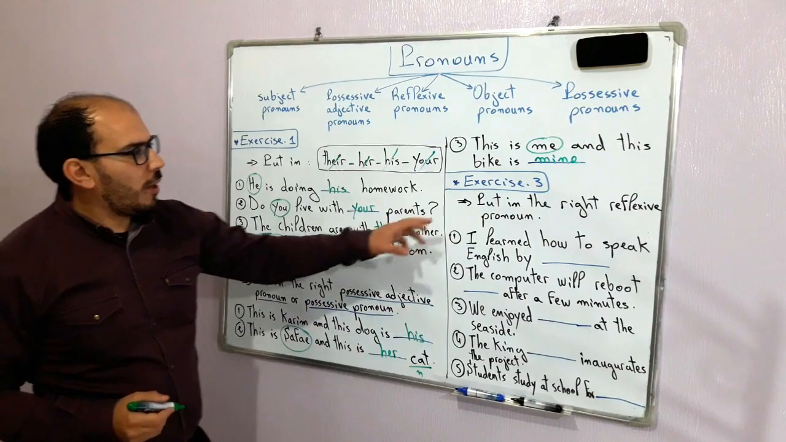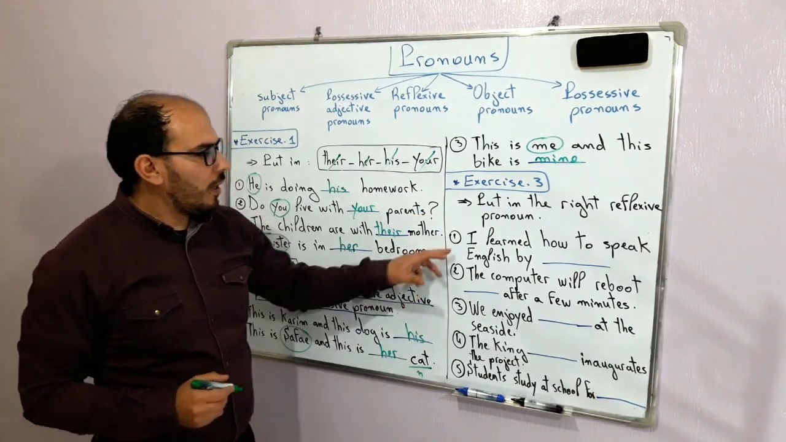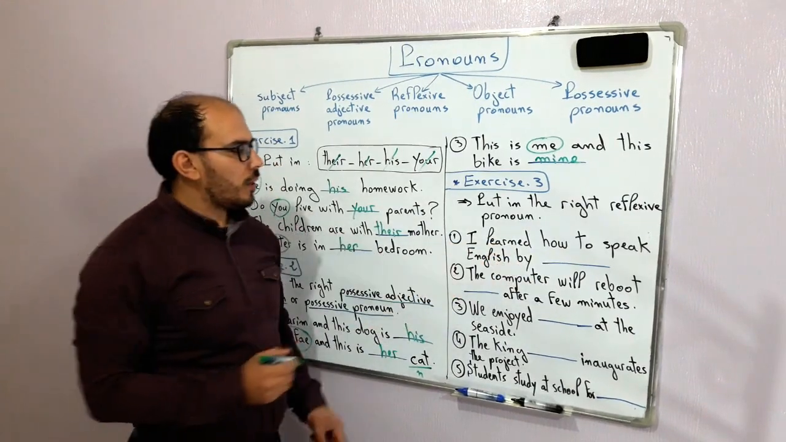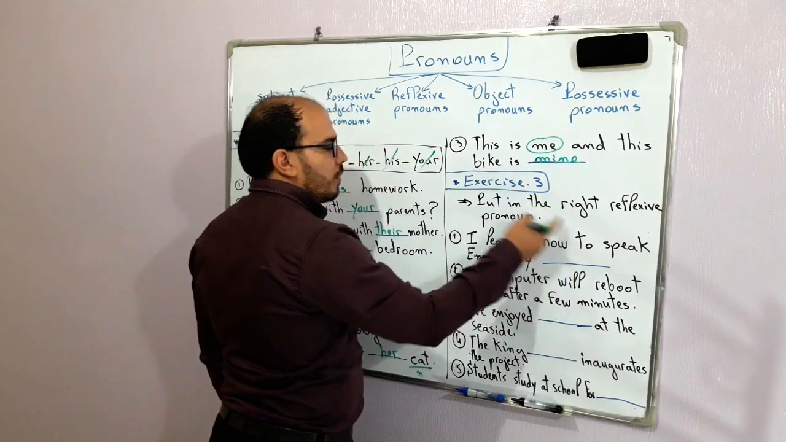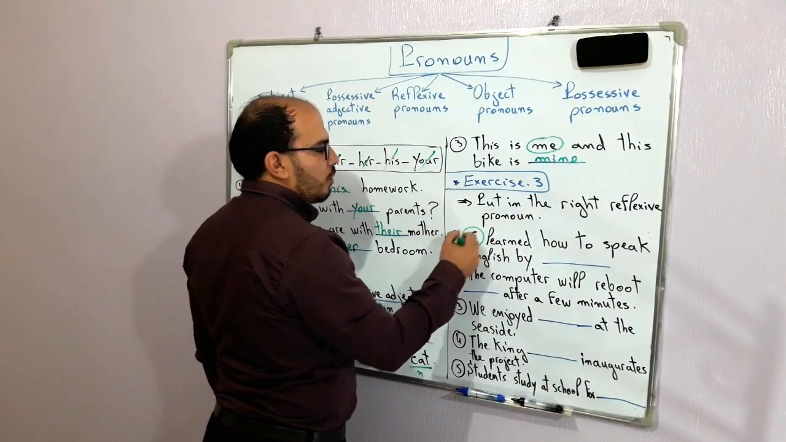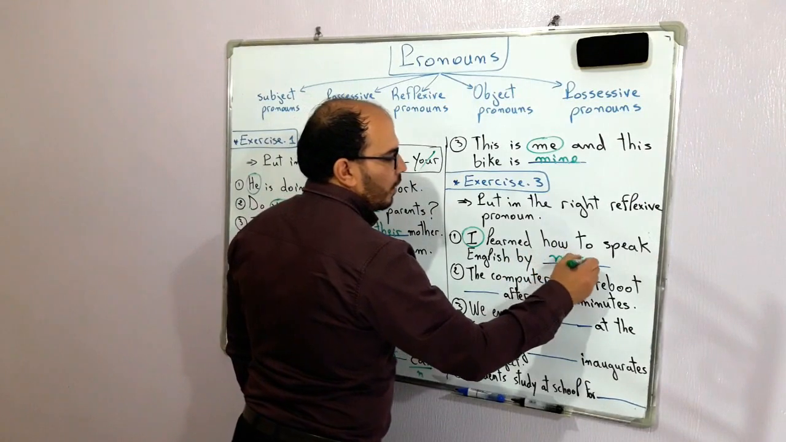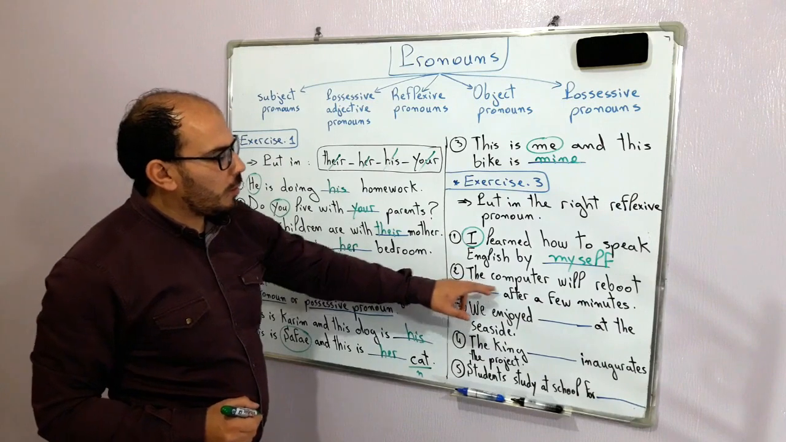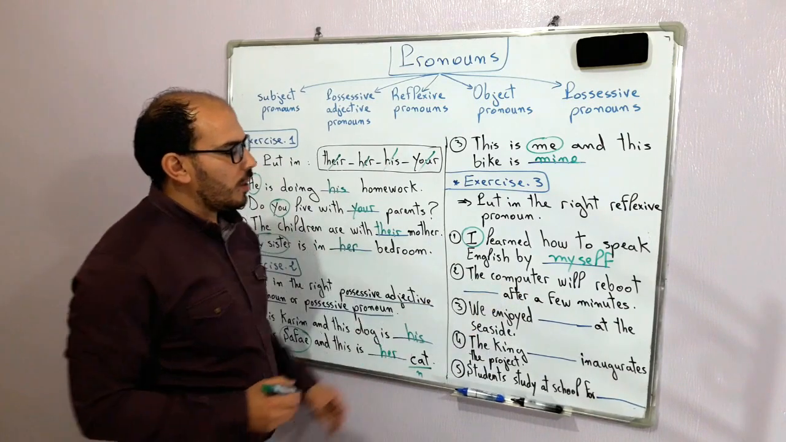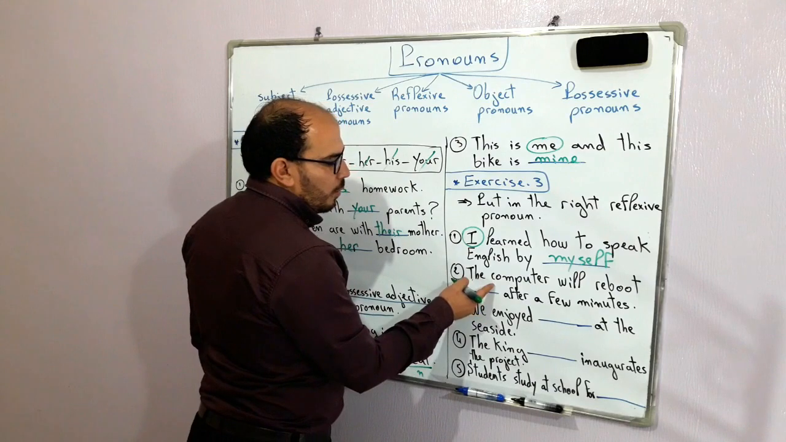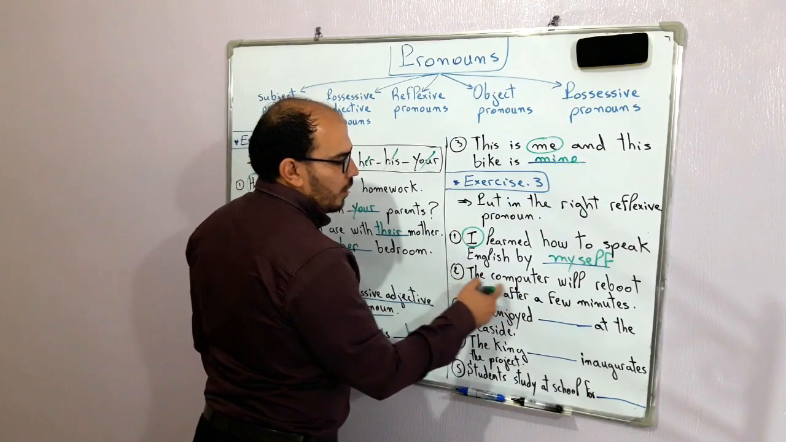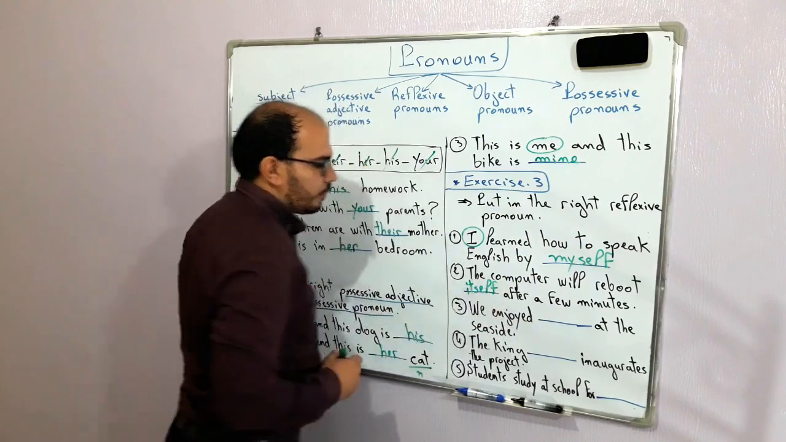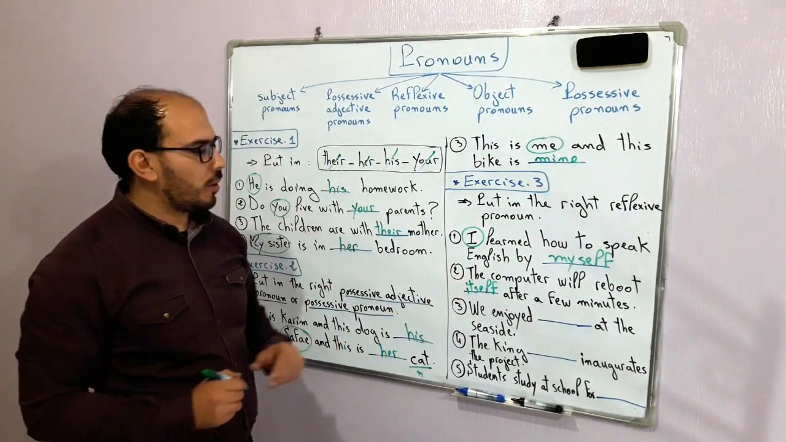Exercise number 3, so we have to put the right reflexive pronoun. I learned how to speak English by. This reflexive pronoun refers back to the subject, which is I, so by myself. The computer will reboot after a few minutes. I'm talking about the subject, the computer, so it will reboot itself, because we are talking about the computer.